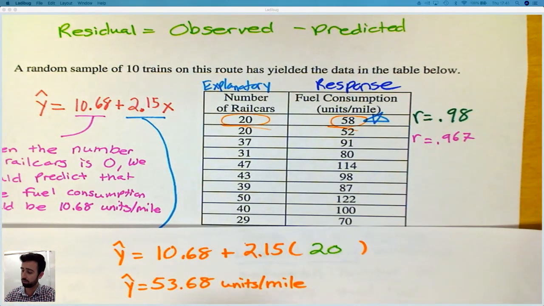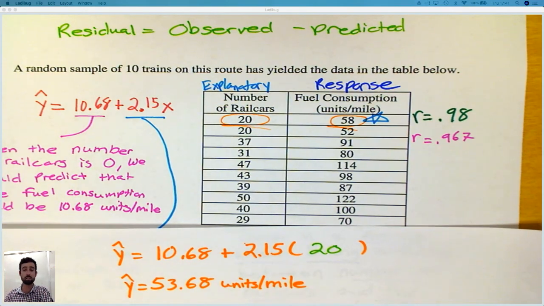So we'll do observed minus predicted to get our residual. And our observed is 58. Our predicted is 53.68, which means we have a residual of 4.32.